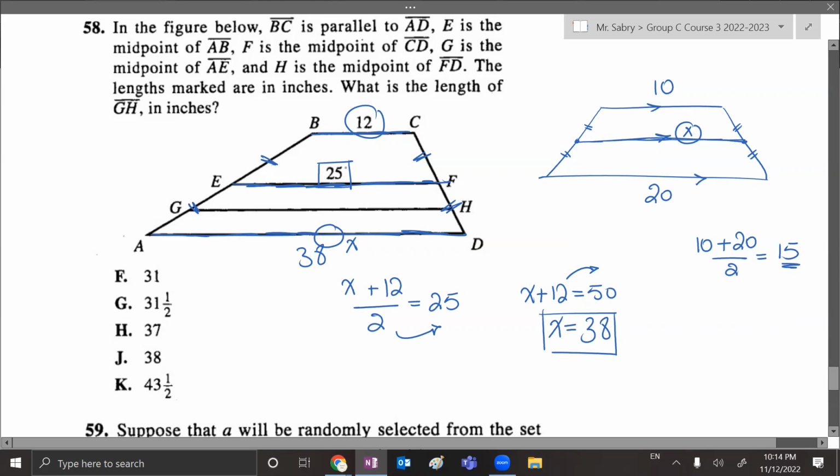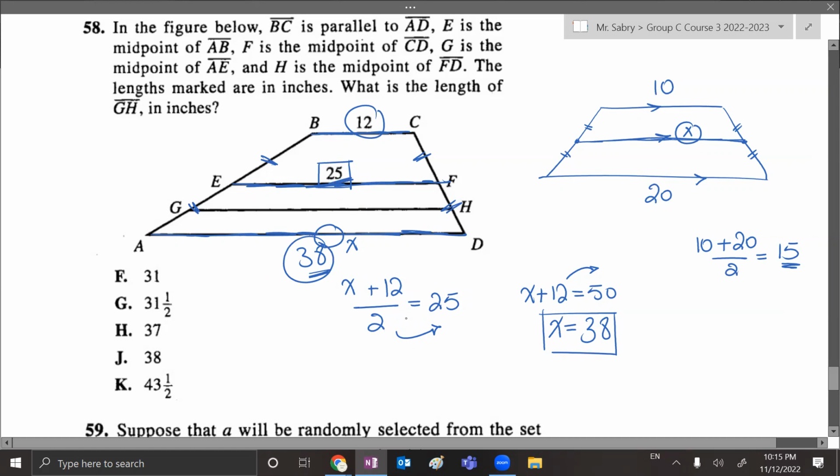Is that correct? 38 plus 12. Did I calculate that right? Yeah. So 12 plus 38 is 50, not 25. Okay. So now I've got this one is 38 and this one is 25. Now, where did the 50 come from?